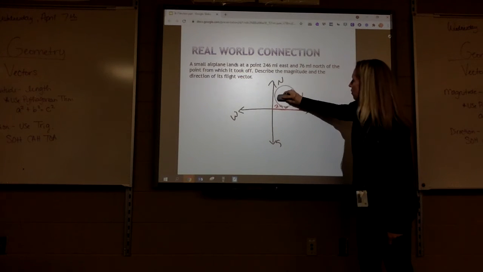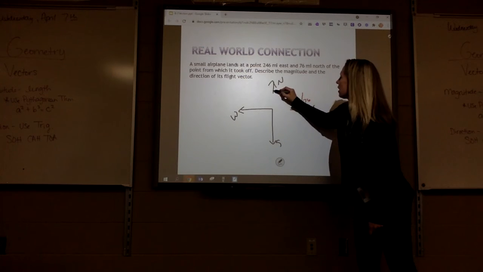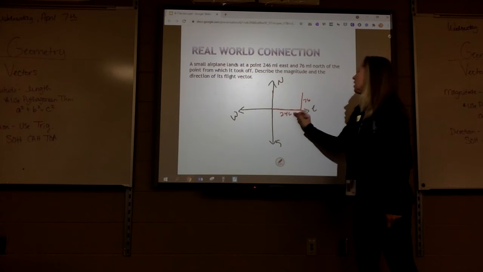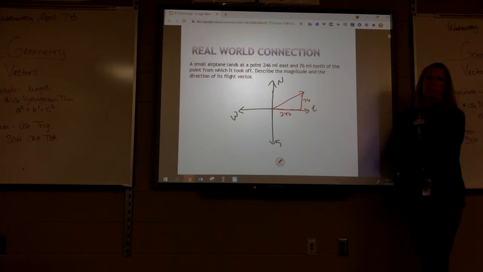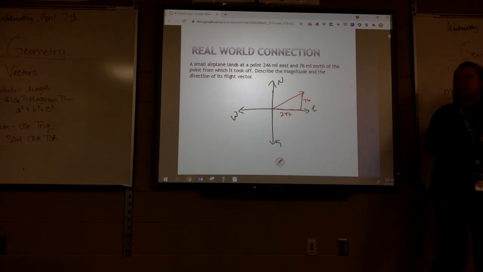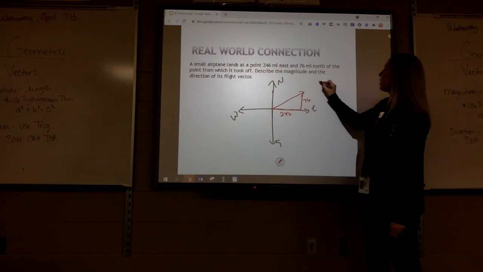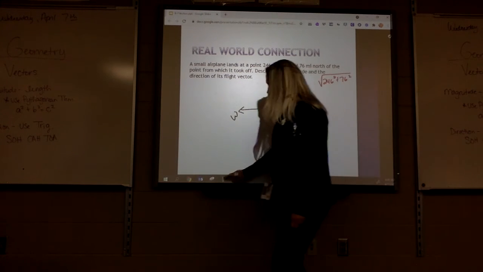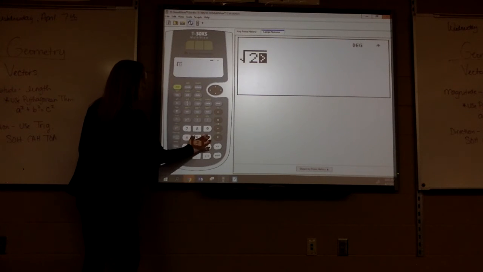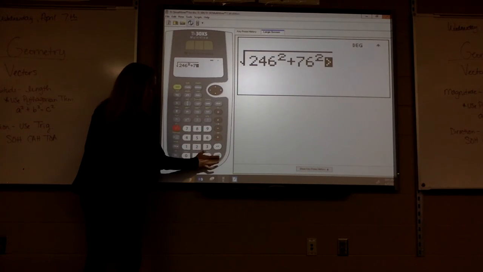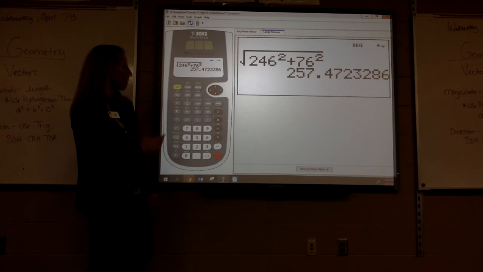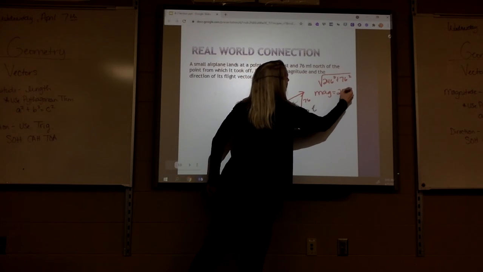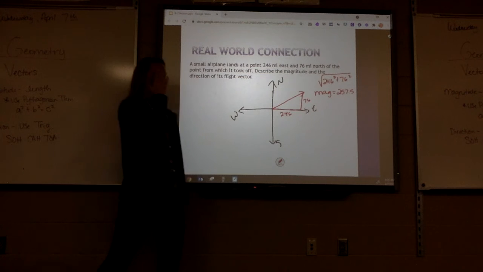I wish I could put the 246. I'm going to fix that. 246 underneath. Okay, so this would be my vector. So I've got to find the magnitude and direction. So magnitude is Pythagorean theorem, 246 squared plus 76 squared. So my length is 257.5. Okay, so there's my magnitude.